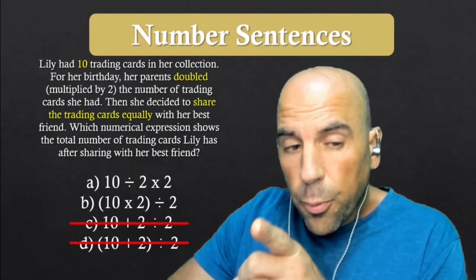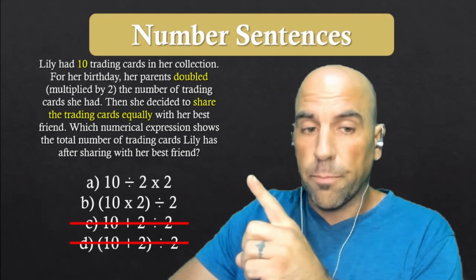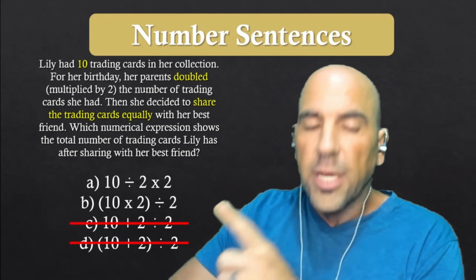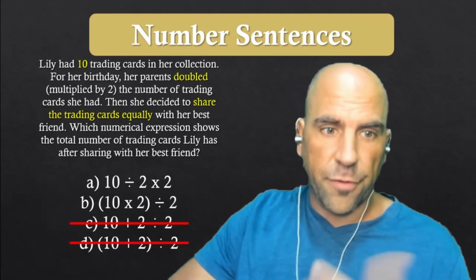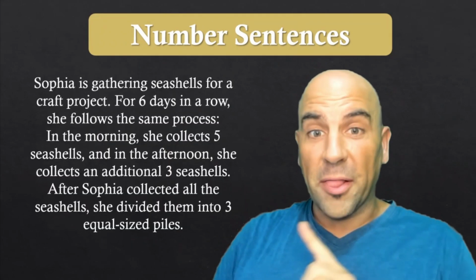No, it is important here that the 10 times 2 is in parentheses because that happens first, and then she can divide them and share with her friend. Letter B it is. Last one.